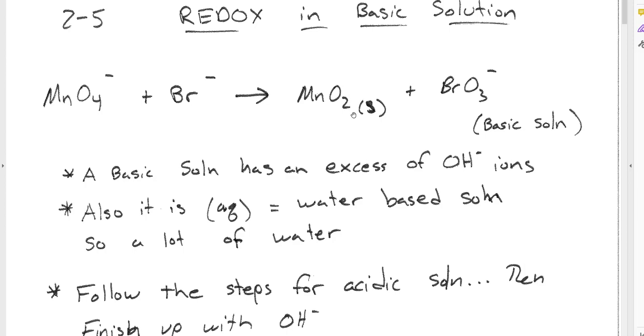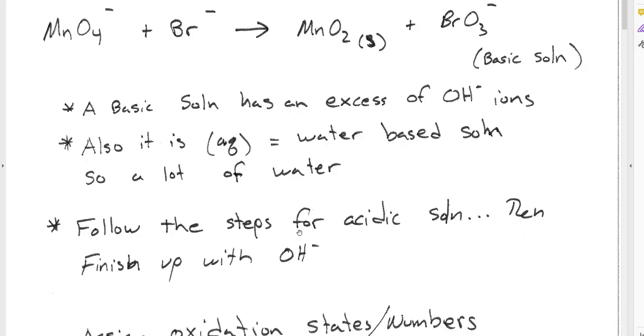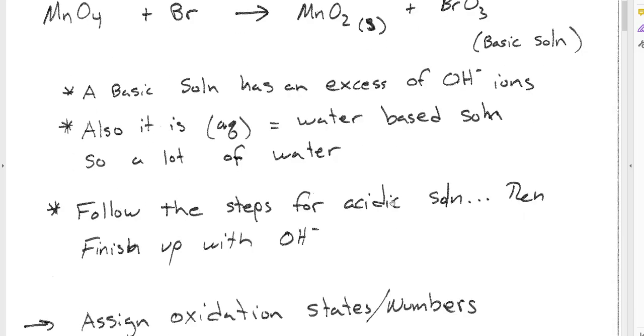All right, so in a basic solution, what's going on? Instead of an excess of H+, you really have an excess of OH-, but that's going to come into play at the very last step. So remember it's OH- and not H+. But again, aqueous, so we have a bunch of H2Os floating around, a lot of water molecules. So here's the deal. We're going to follow the same steps we did for an acidic solution, and then at the very end, we're going to polish it up with hydroxide.